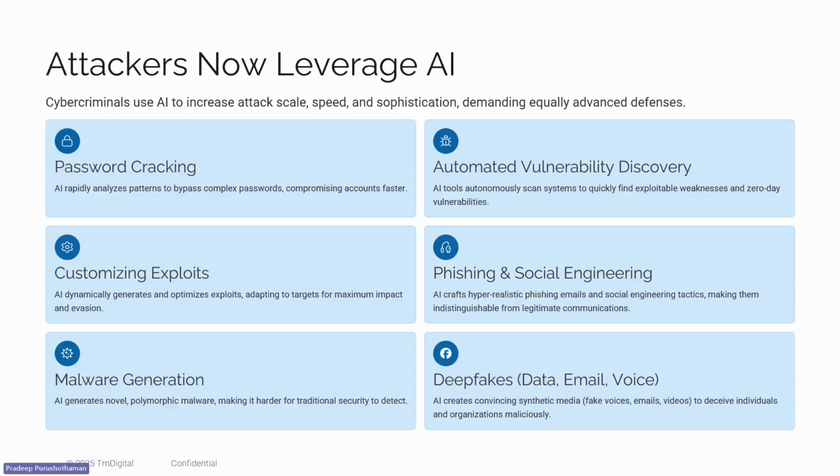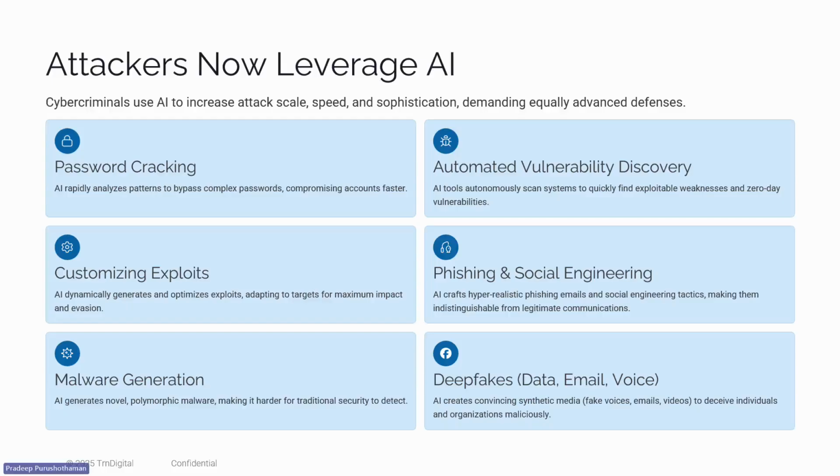So first, password cracking. With AI, attackers can test billions of combinations in no time, making weak or reused passwords almost instantly breakable. Secondly, is automated vulnerability discovery. Instead of manually scanning the systems, which would take a lot of time and mean going through and parsing each and every log, attackers use AI to identify weak points across networks and applications, and this can be done with the help of AI at a massive scale.